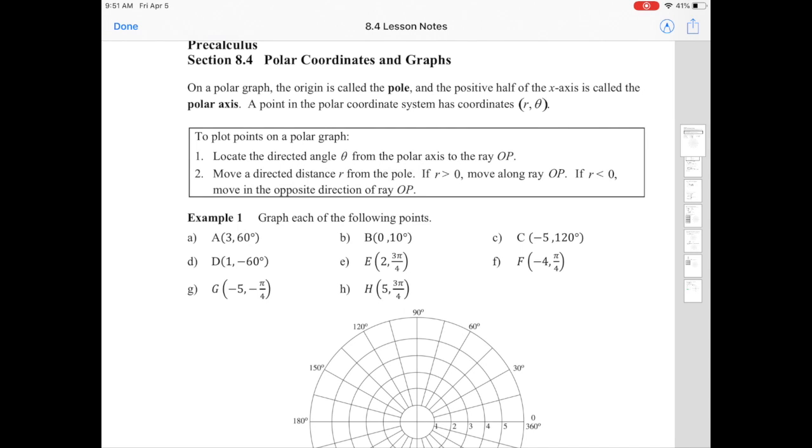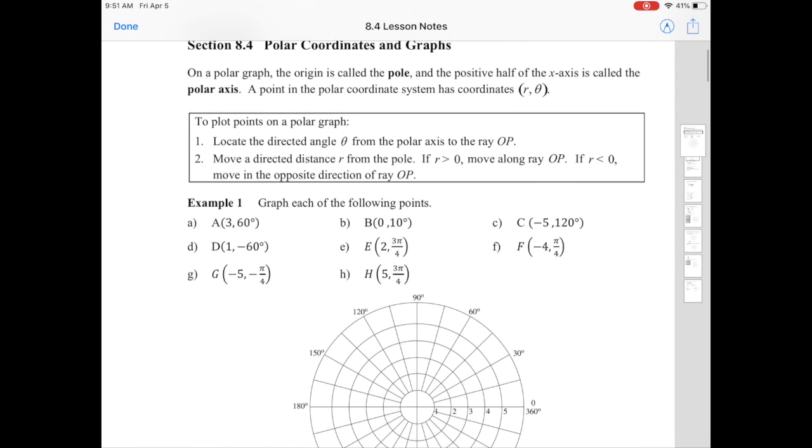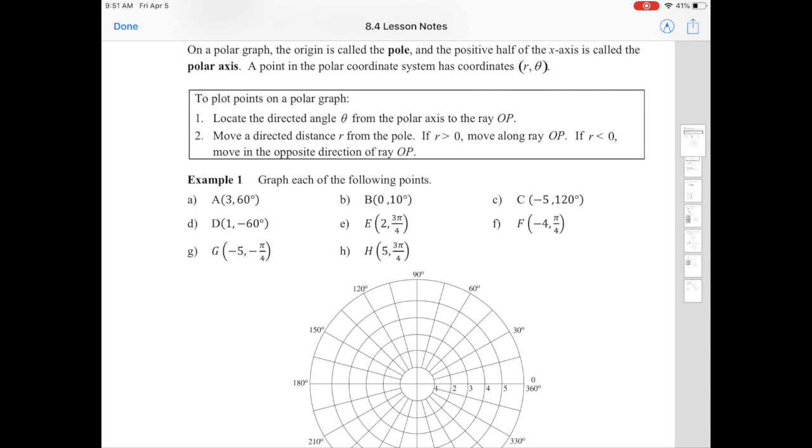In this lesson, we're going to chat about polar coordinates and their graph. On a polar graph, such as this one below, the origin is called the pole. So where we would start graphing is called the pole, and the positive half of the x-axis is called the polar axis. A point in the polar coordinate system has the coordinates (r, theta).